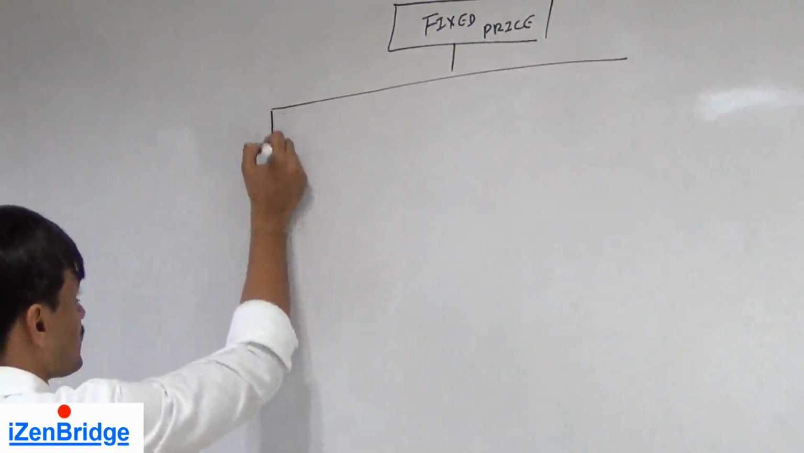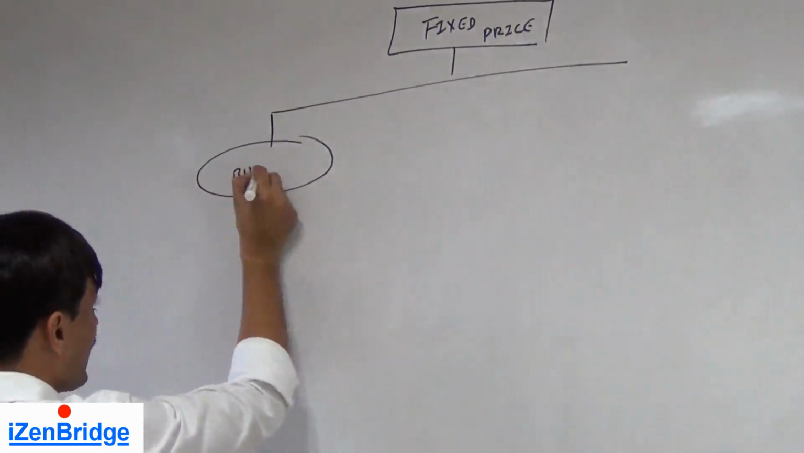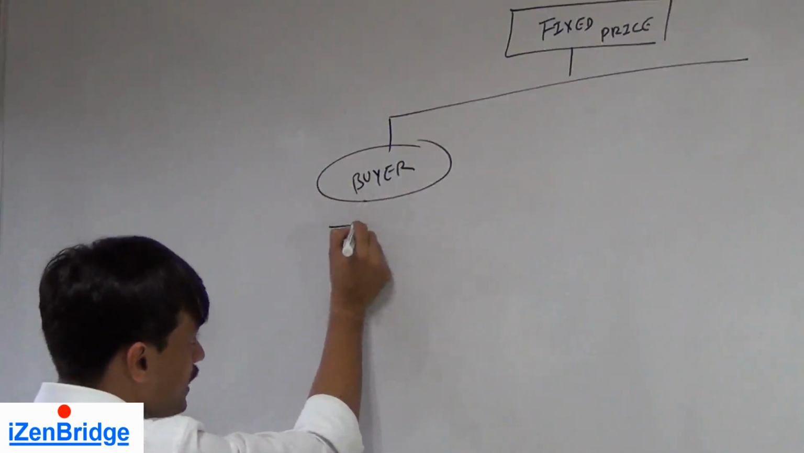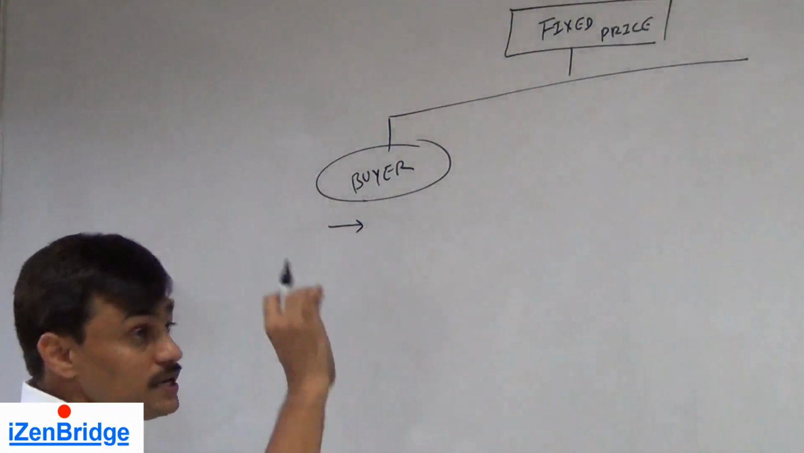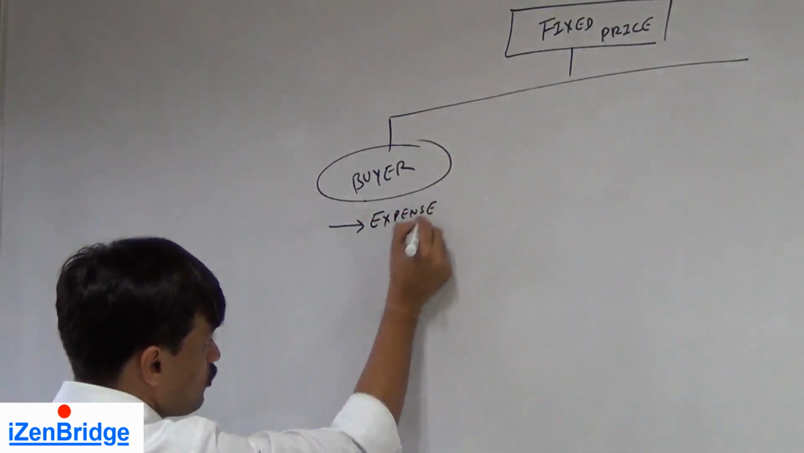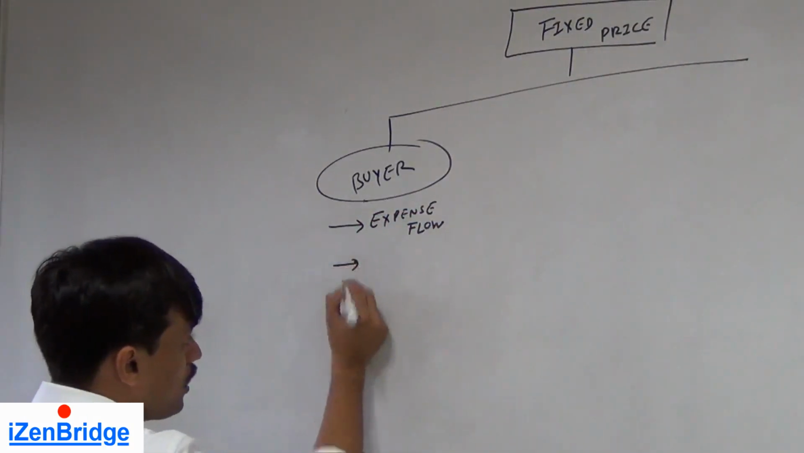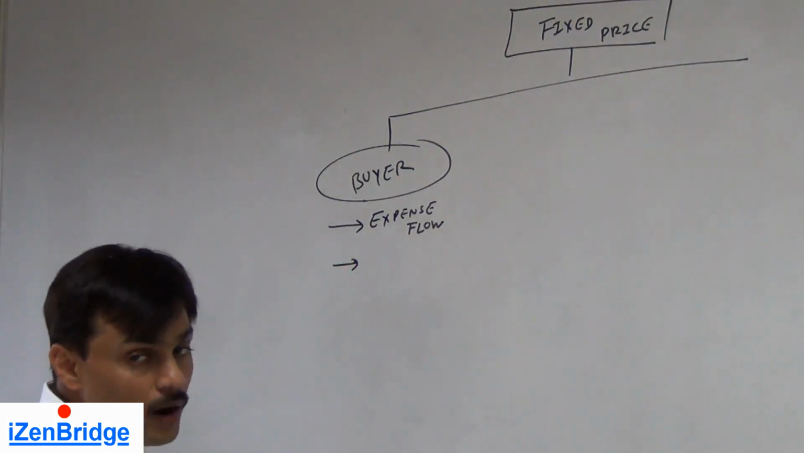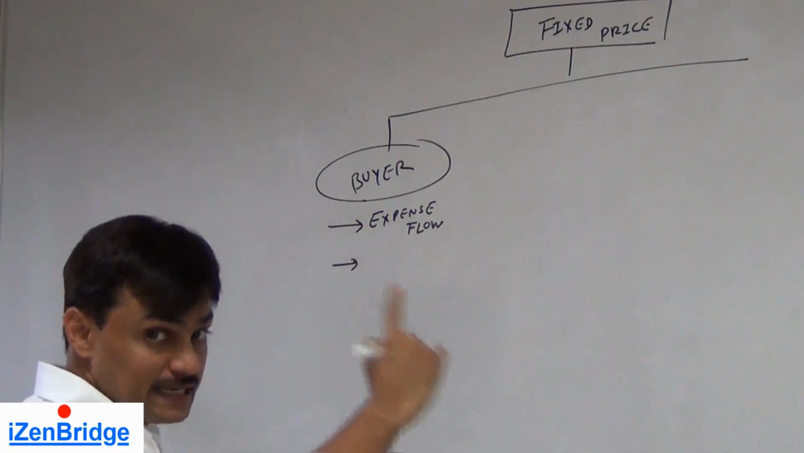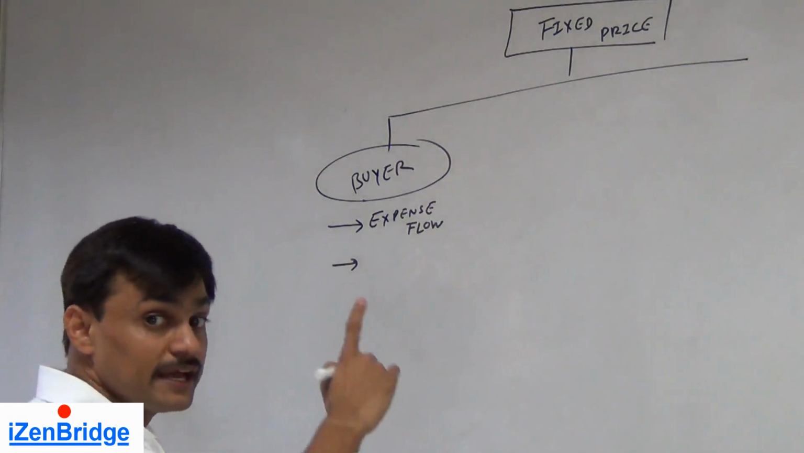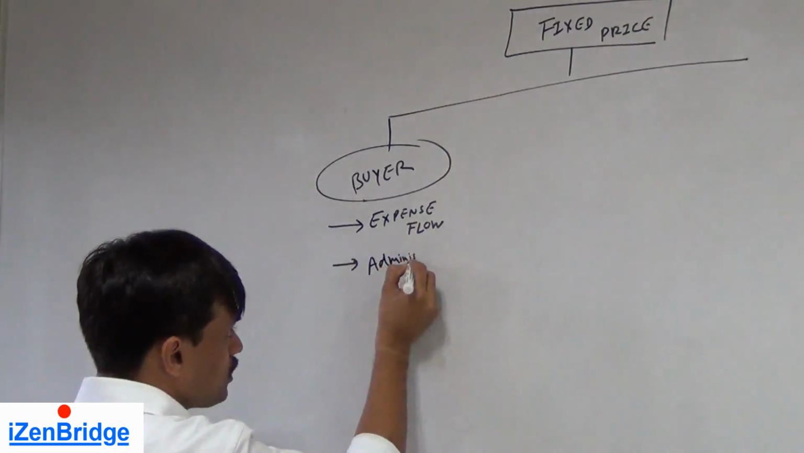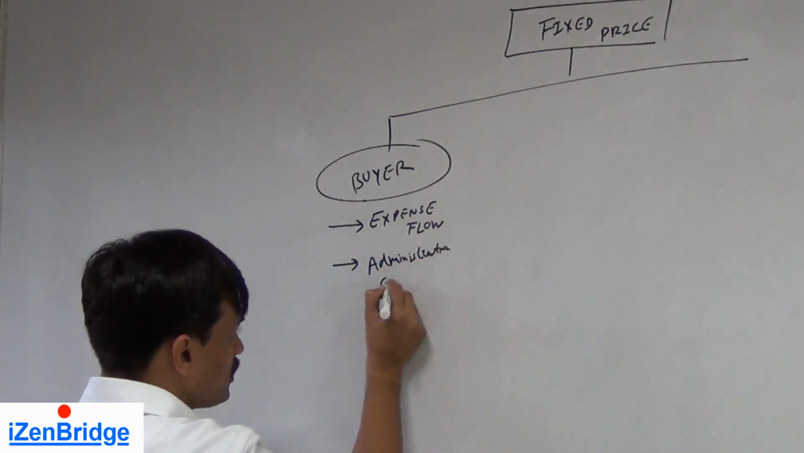Now, in the fixed price contract, what kind of role can a buyer play? The buyer has a clear visibility of his expenses, so he knows the expense flow. He is least bothered about the execution of the project because the vendor has to ensure things get done as per the specification in a given amount of price. So he is not involved in the administration of the contract.